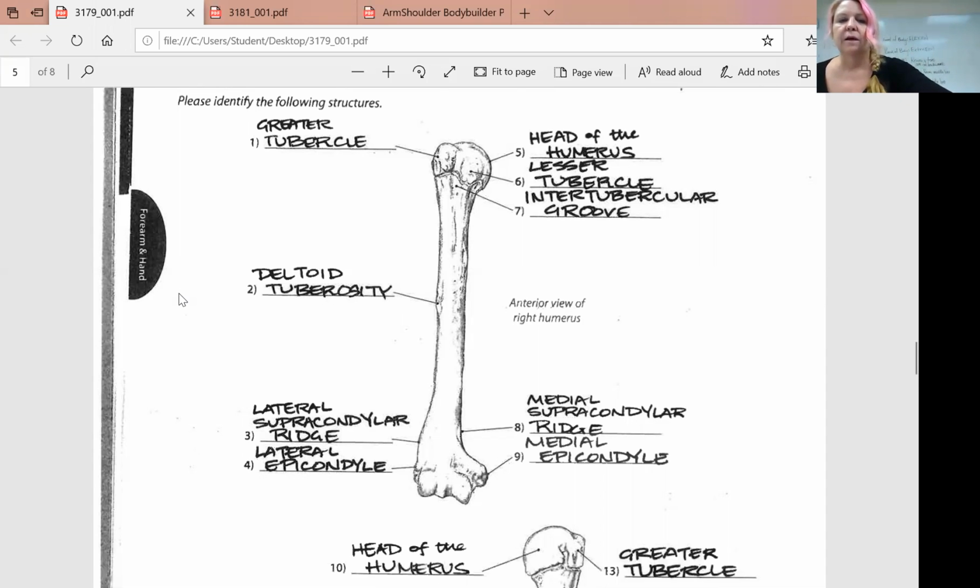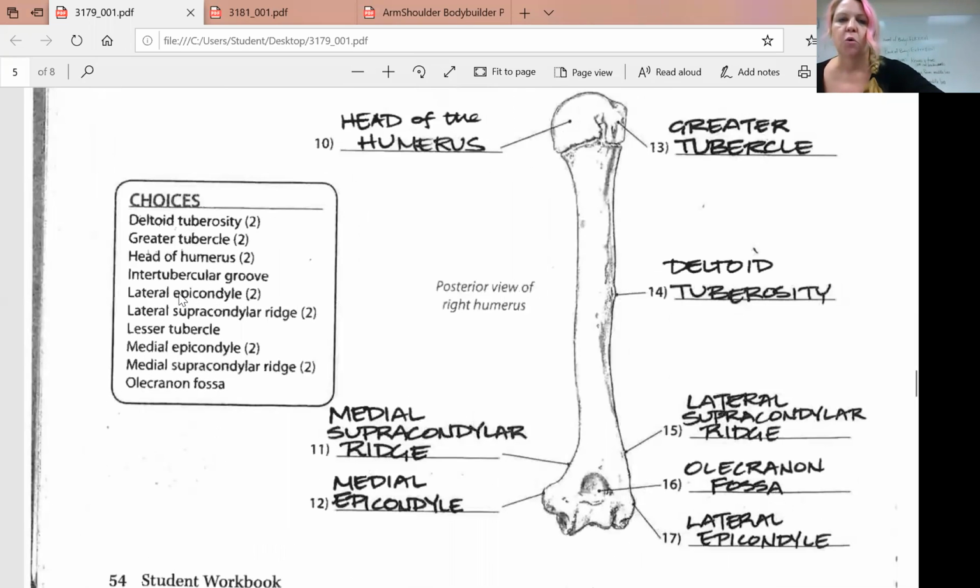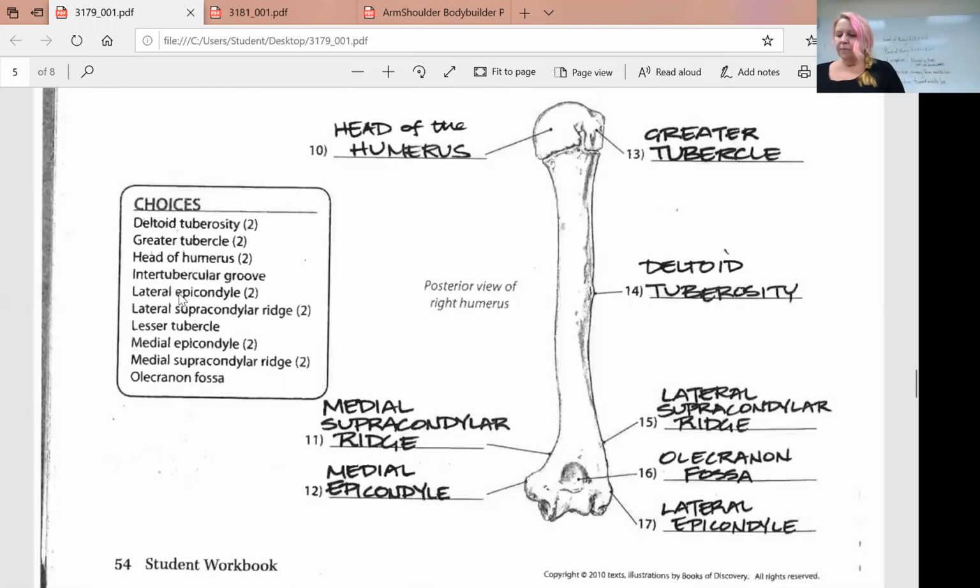And then we're going to look at the posterior view. And again, in the posterior view, we can see the head of the humerus, the greater tubercle. We have that deltoid tuberosity again. And then we have the medial supracondylar ridge and the medial epicondyle, the lateral supracondylar ridge, and we've added something new in here. We have the olecranon fossa.